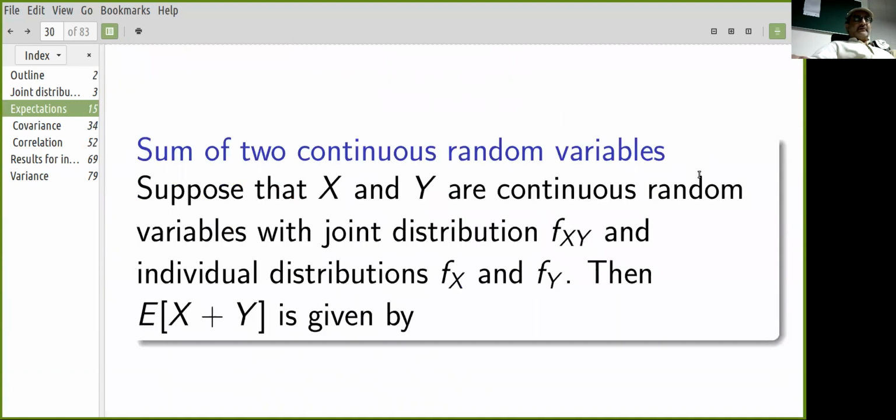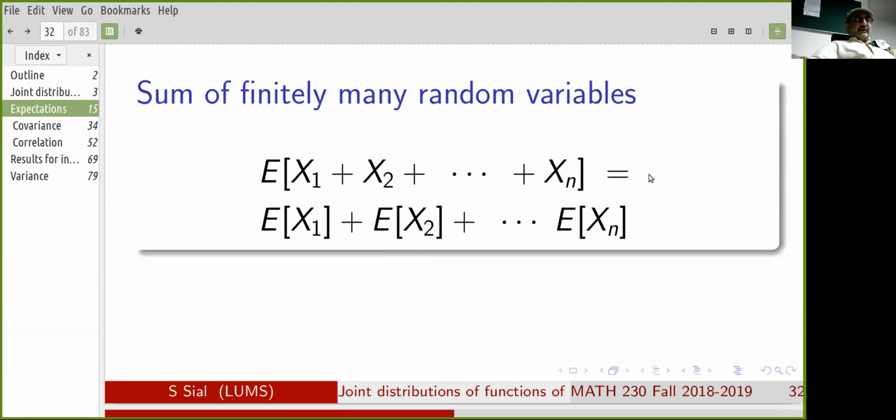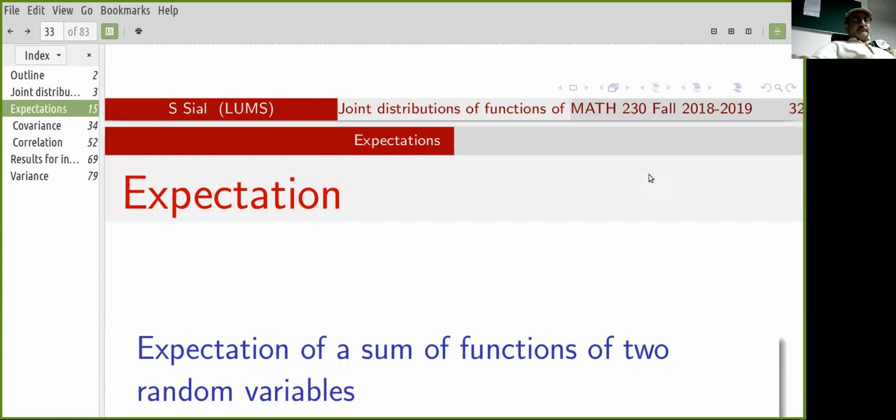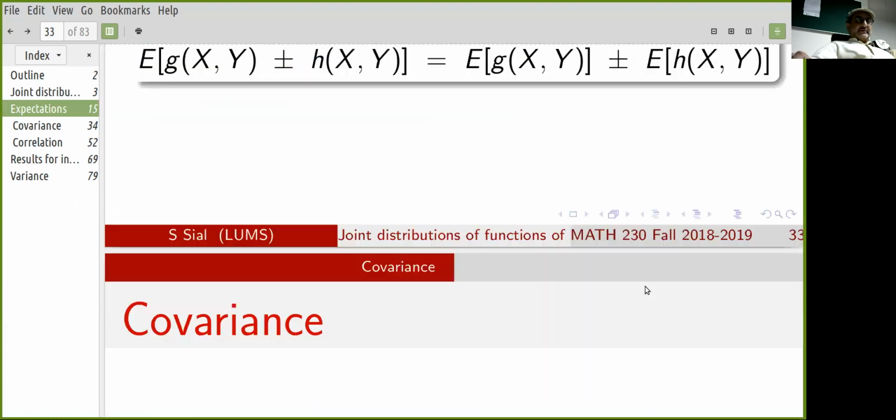For two continuous random variables, well, let's just do it again. You just use the definition of expectation in the continuous case, and you'll get that the expectation of X plus Y is the expectation of X plus the expectation of Y. And that generalizes to n random variables. Okay. What about functions of random variables? Expectation of g(X,Y) plus or minus h(X,Y) is the expectation of g(X,Y) plus or minus the expectation of h(X,Y).